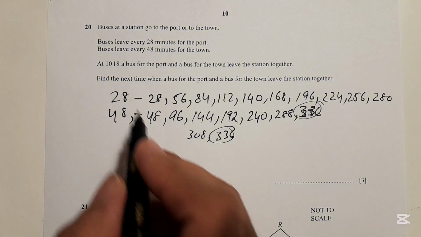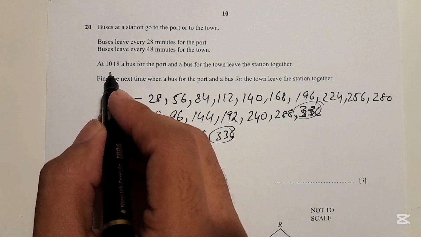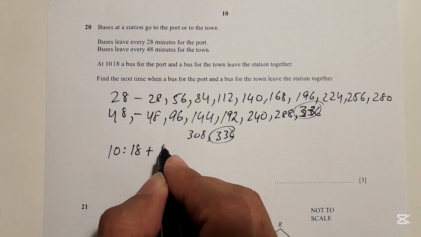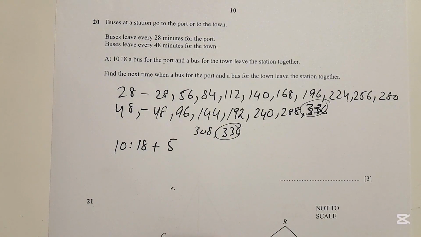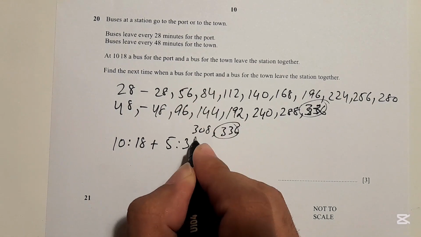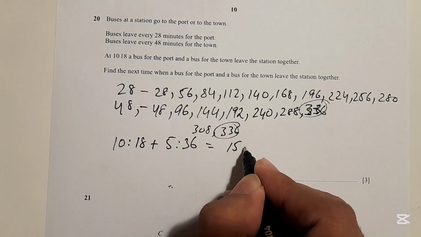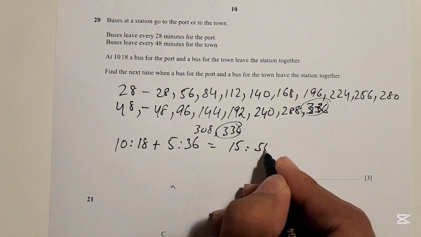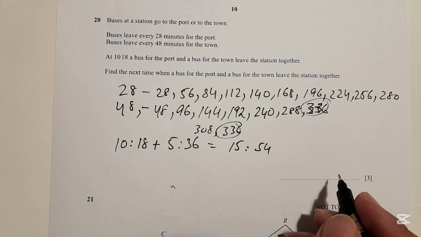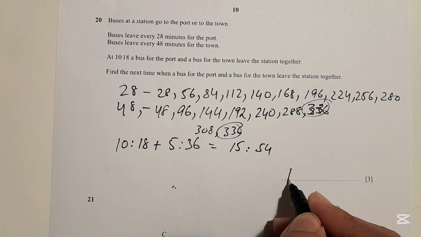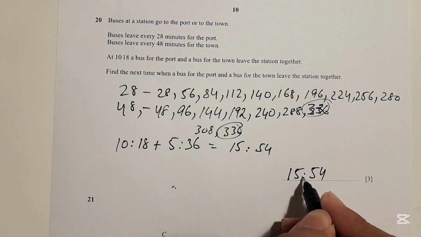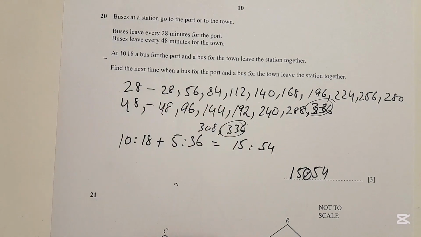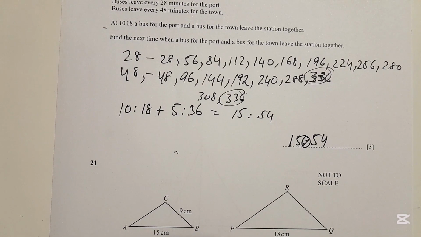5 hours and 36 minutes. So if the bus left at 10:18, so it is 10:18 plus 5 hours and 36 minutes. So this will be 15, and 18 plus 36 will be 54. So 15:54 will be the time at which both buses will come together again. 15:54. We will not add the double dots because it is in 24 hours time, not in 12 hours time. So this is how we'll be doing question 20.